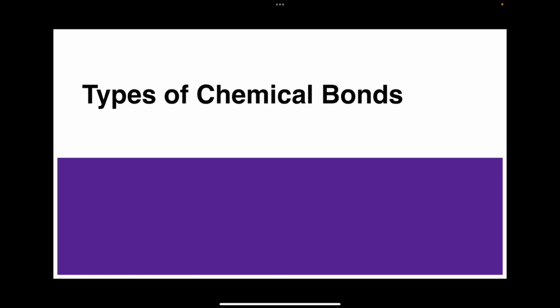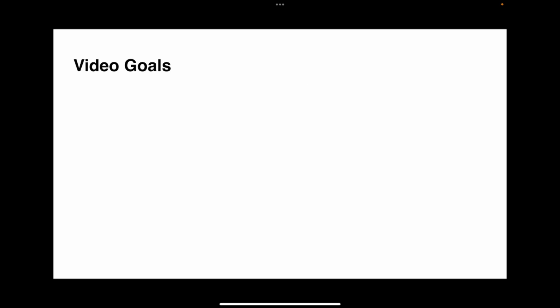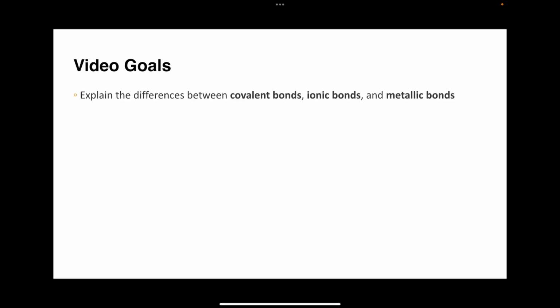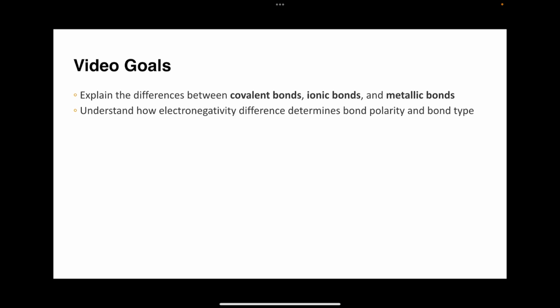Welcome to the Types of Chemical Bonds video. By the end of this video, you should be able to explain the differences between covalent bonds, ionic bonds, and metallic bonds. You should understand how electronegativity differences determine bond polarity and bond type. And you should be able to identify partial charges on covalent bonds.